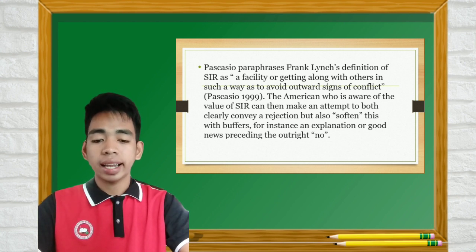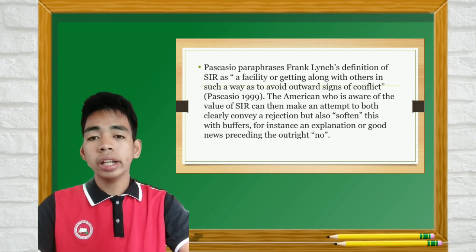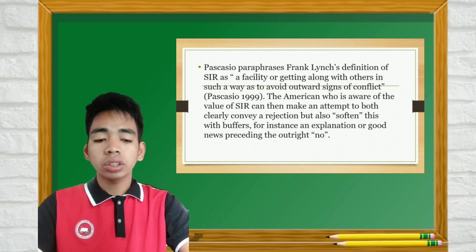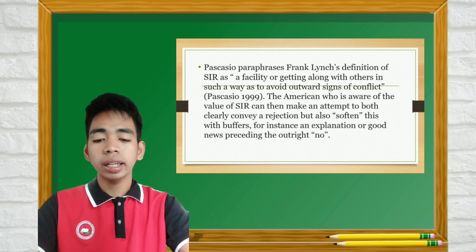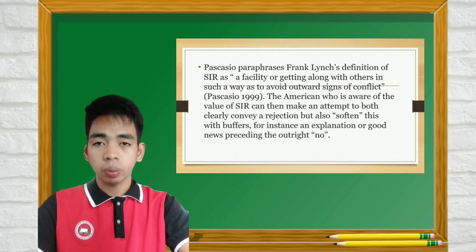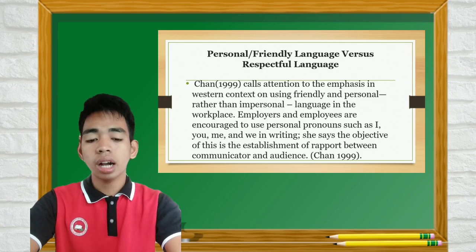The American who is aware of the value of smooth interpersonal relationship can then make an attempt to both clearly convey a rejection but also soften this with buffers, for instance, an explanation or good news preceding the outright no. Personal friendly language versus respectful language.